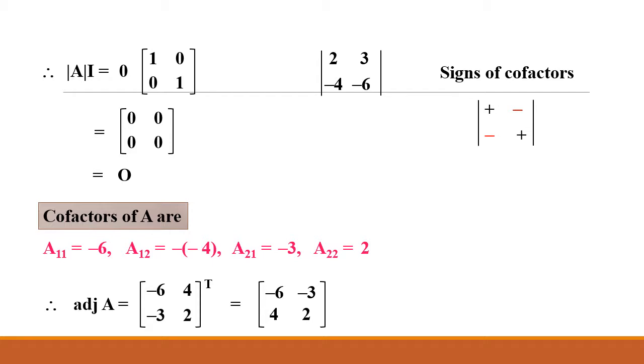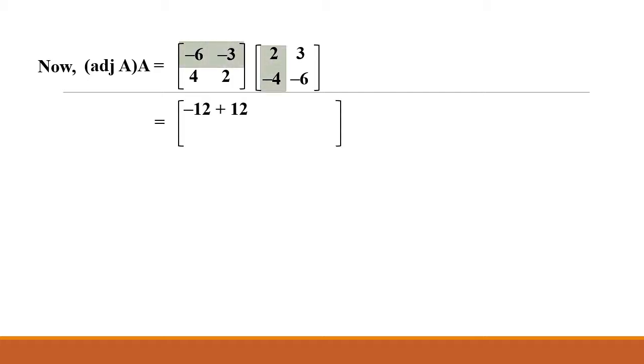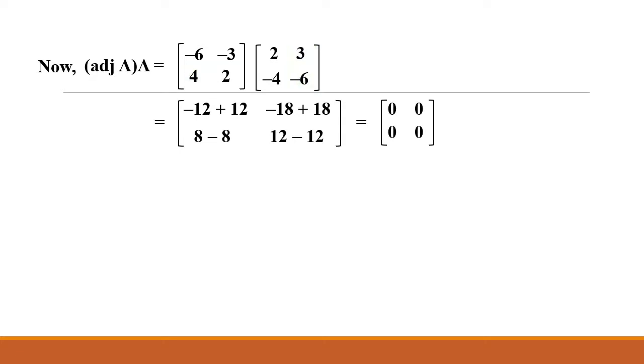So we need to multiply the matrix with the adjoint. The adjoint we have obtained, and matrix A is already given. So using the product of two matrices, we obtain minus 12 plus 12, minus 18 plus 18. Next, the multiplication of elements of the second row and the first column is 8 minus 8. Next, second row into second column we get 12 minus 12. So on simplifying we have 0, 0, 0, 0, which is a 2 cross 2 zero matrix.